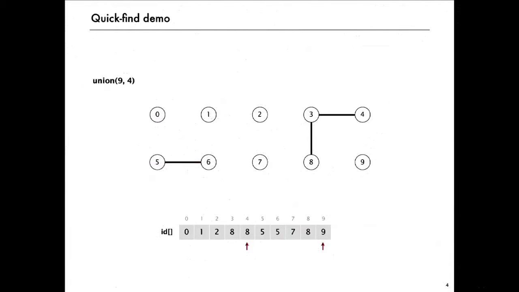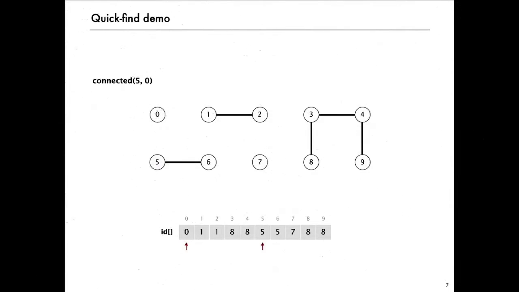What about 9 and 4? Now to connect 9 and 4, we have to change 9's entry to be the same as 4's. So now we have 3, 4, 8, and 9 all have entries 8. They're all in the same connected component. 2 and 1 means that we connect 2 and 1 by changing the 2 to a 1. 8 and 9 are already connected. They have the same entries in the ID array, so that connected query, that find, says true, they're already connected.